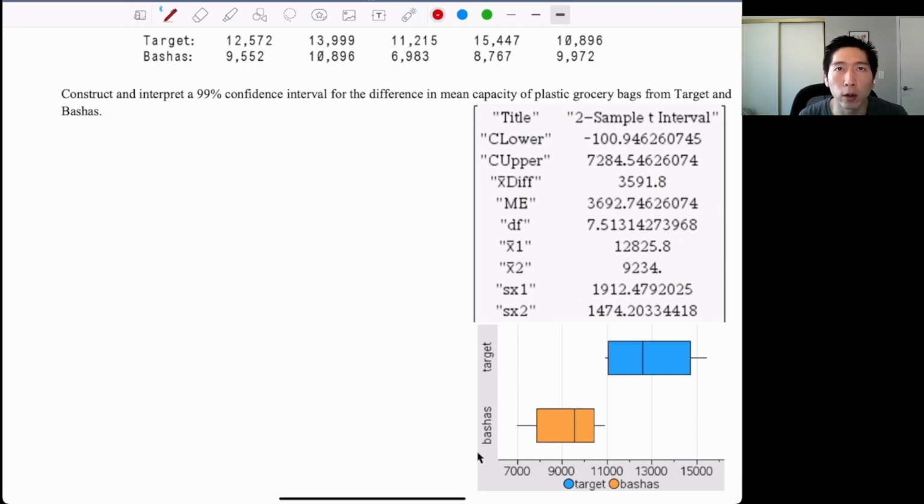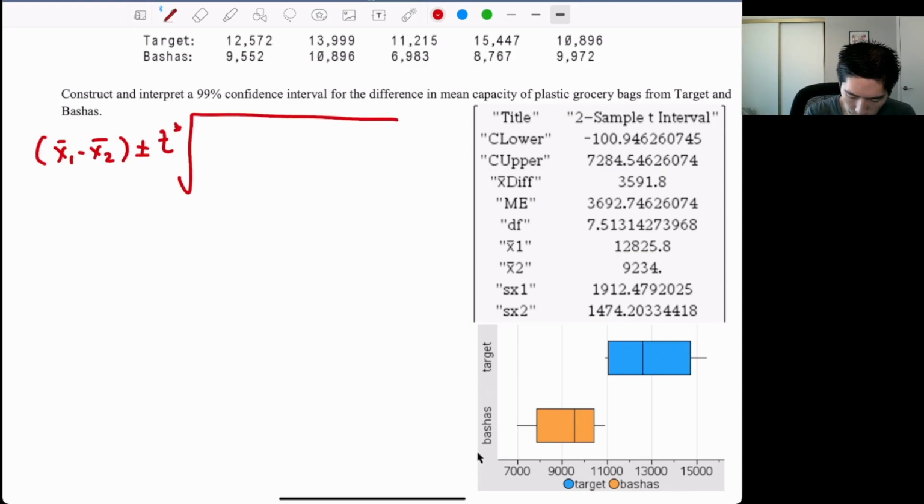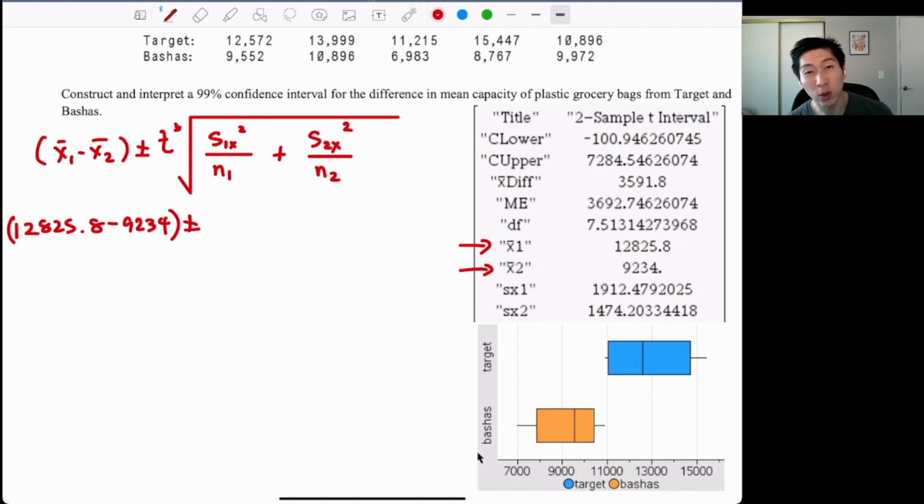So let's quickly review how to go over the 2-sample t-interval for sample means. I want to keep this consistent with the calculator this time. So instead of going x2 minus x1, we'll do x1 minus x2, plus or minus the critical value t star times the square root of the standard deviation of the first sample squared over the sample size of the first sample, plus the standard deviation of the second sample squared over the sample size of the second sample. We have all the values, for example, x1, the sample mean of the first sample, and the mean of the second sample. Let's fill those in. Critical value, again, this is where we need to pull it out of the calculator.